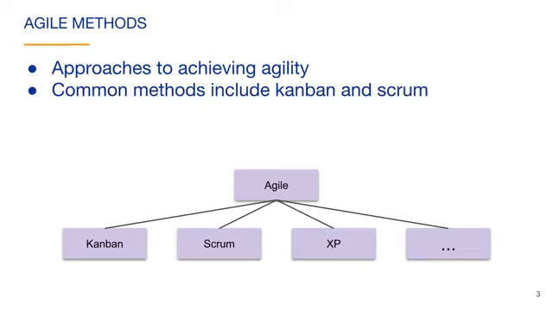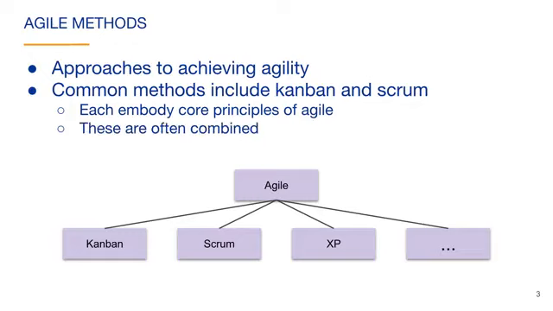Common Agile methods are Kanban and Scrum. There are others as well, such as XP or Extreme Programming. Even though the methods are different, they each embody the core principles of Agile. Example principles are empower the team, focus on continuous improvement, work in small batches, and deliver increments of value. The ideas from different methods are often combined by teams to create a custom method for each team.